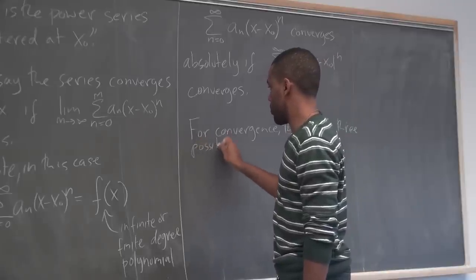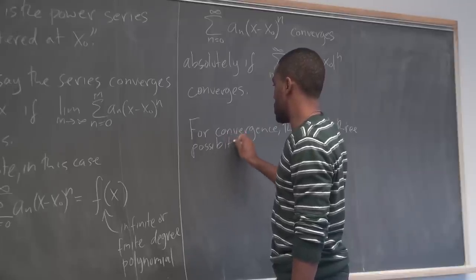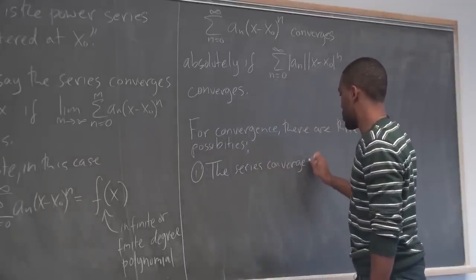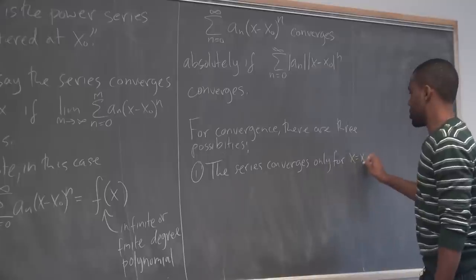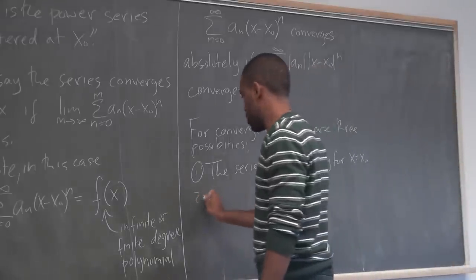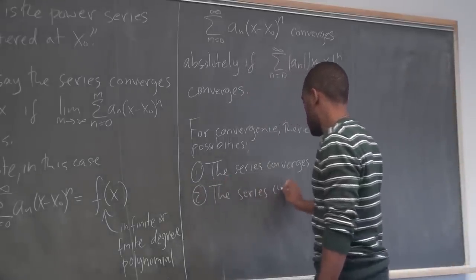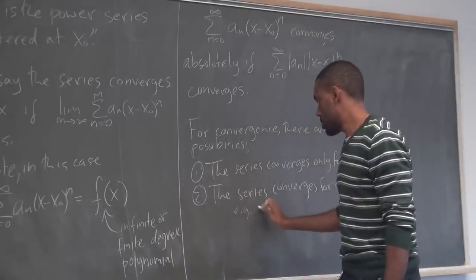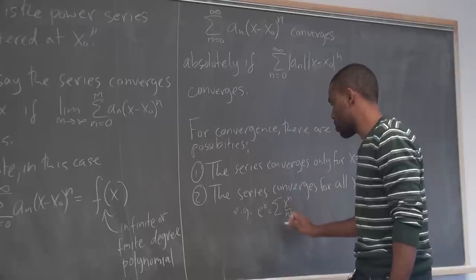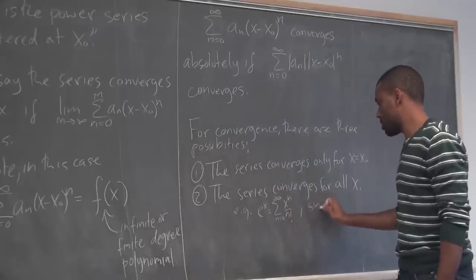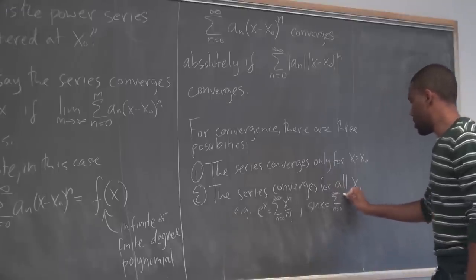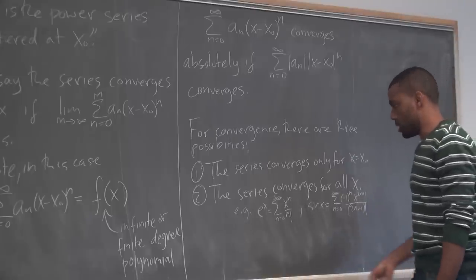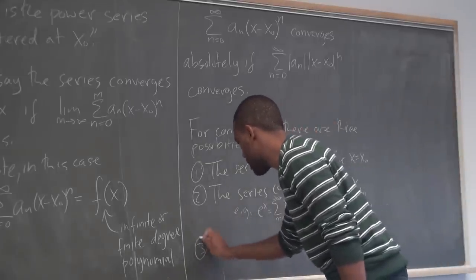There are three possibilities for a power series. One, the series converges only for x equals x zero, in which case you're just adding zero over and over, so it converges to zero. Two, the series converges for all x, right? So for example, we know that e to the x is just the series of x to the n over n factorial. This works for any value of x, right? Same thing works for sine and cosine. Sine x is just the series from n equals 0 to infinity of minus 1 to the n, x to the 2n plus 1 over 2n plus 1 factorial, etc. The third possibility, the series only converges on some interval.